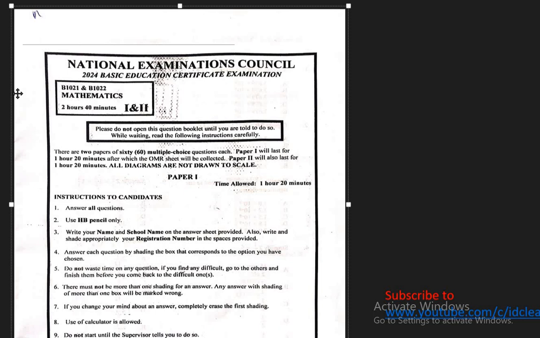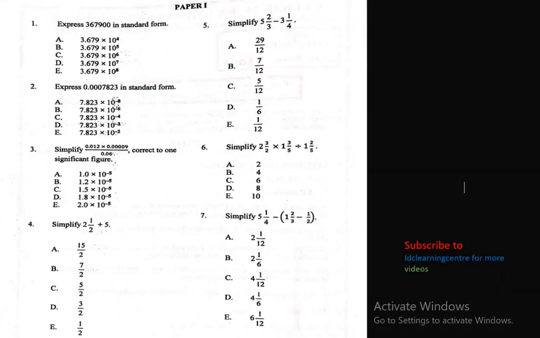Now, let's go straight to the question, all right? Like we'll be looking at paper 1 of this 2024 mathematics examination. That's for Junior WAEC or National Examination Council. The paper 1, on this slide, we have the first page, which contains 7 questions. The very first question says, express 367,900 in standard form.